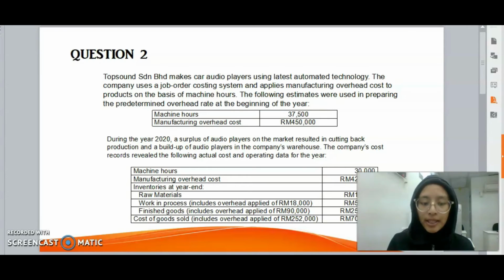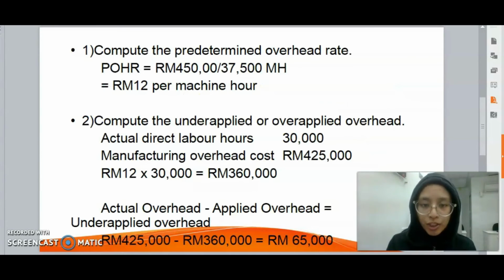My matric number is 255803. I will continue with the first question. To get the predetermined overhead rate, we take the beginning of the year manufacturing overhead cost and machine hours. So 450,000 divided by 30,500 machine hours, we will get 12 ringgit per machine hour.